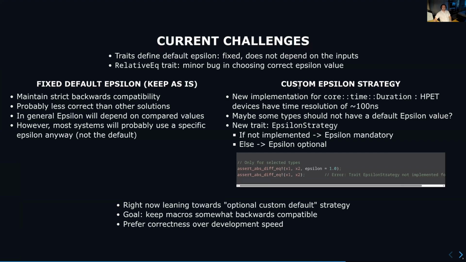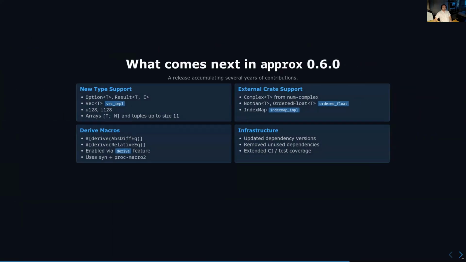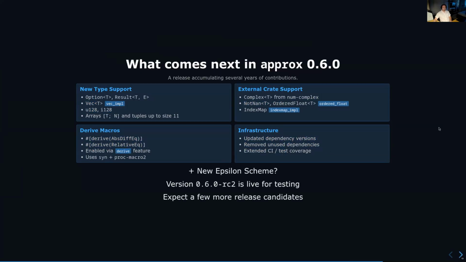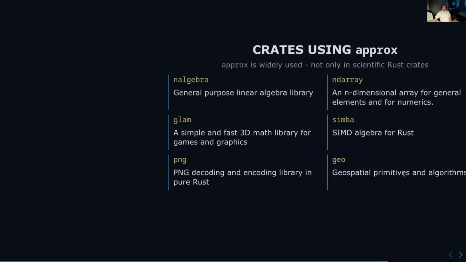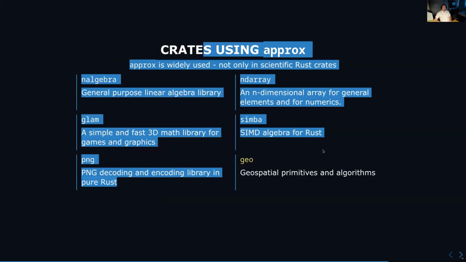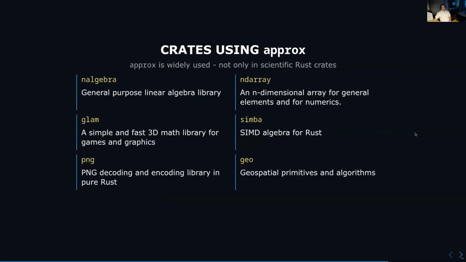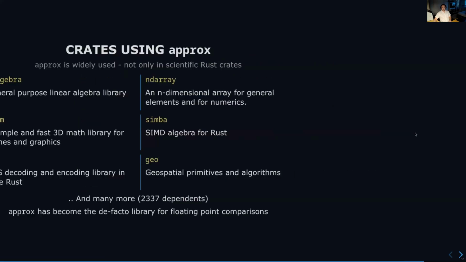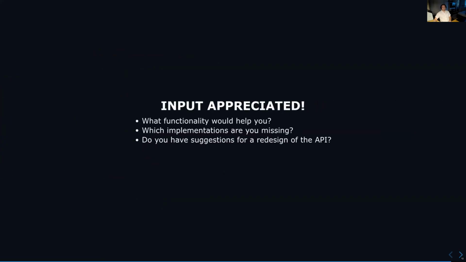Yeah, there is a new version of approx coming out, 0.6. It has quite a lot of features, many new types, derived macros, many new crates which are supported, and some internal stuff as well. And yeah, we will probably release a few more candidates before it actually lands. Lots of crates use approx. Probably you already know all of them. Yeah, and if you have any ideas for how to further develop this crate, let me know.